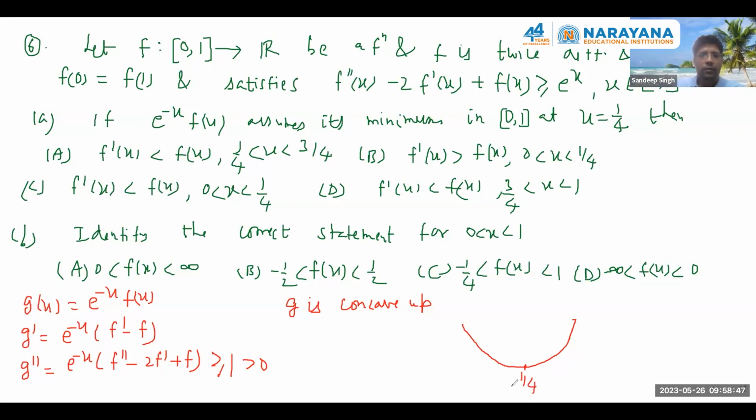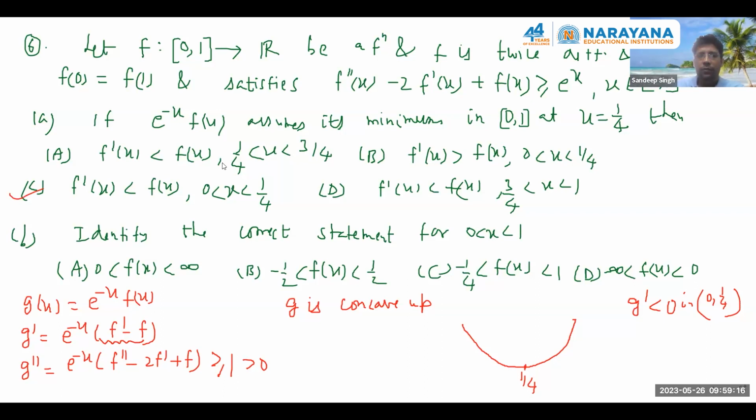So if I look at the first question, before 1 by 4, what is happening? Before 1 by 4, this is a decreasing graph. That means G dash is negative. G dash is negative in 0 to 1 by 4. Agreed? So what is your G dash? That means F dash will remain smaller than F in 0 to 1 by 4. So that means C option.